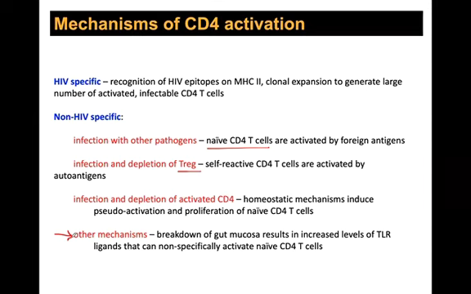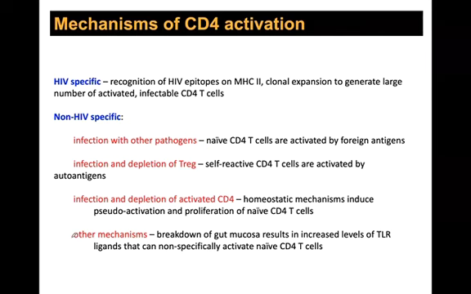One of the issues, though, is that we know that if there are breaks in the gut mucosa, if you have some damage there, some microbes will cross the epithelium, and that'll expose T cells to toll-like receptors, things like LPS. We already know that strong toll-like receptor signals can non-specifically activate CD4 cells.